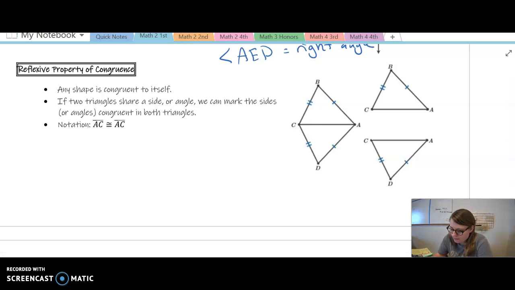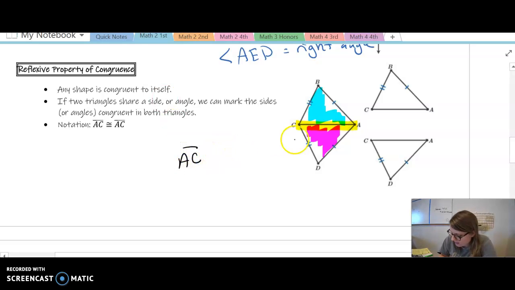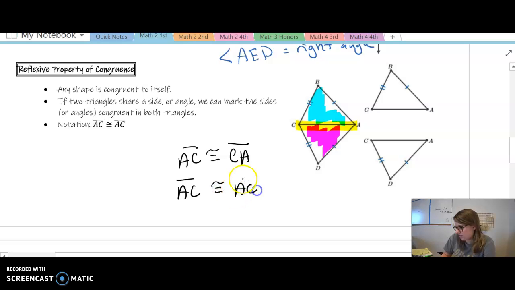Okay, so it comes into play when we have a shared side. We have this triangle right here that shares a side with this triangle. So our top triangle shares a side with a bottom triangle. And the shared side is this one right here. So we would say AC is congruent to itself. Now how would we say that? Well, we would say CA. Or you can just say side AC is congruent to side AC. It means the same thing. Okay? This will come into play when we do proofs.